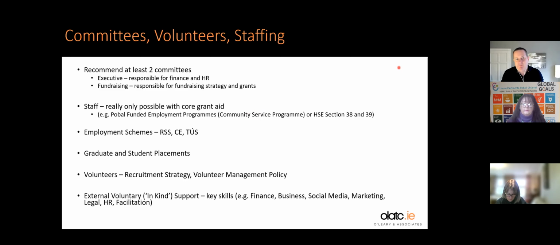So they'll be responsible for finance and HR. If you've got staff, HR is important. If you don't have staff, then it's not important. But if you've got an organization where you've got staff, people employed, have that executive responsible for finance and HR, because they're the most important things in terms of where things can go wrong.